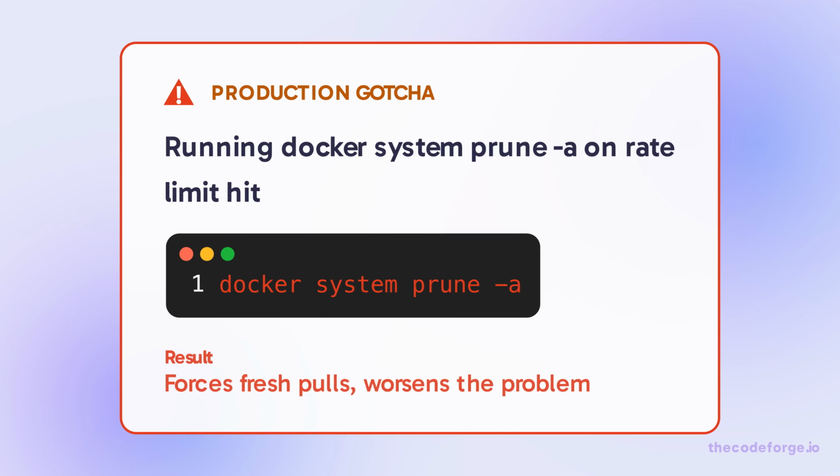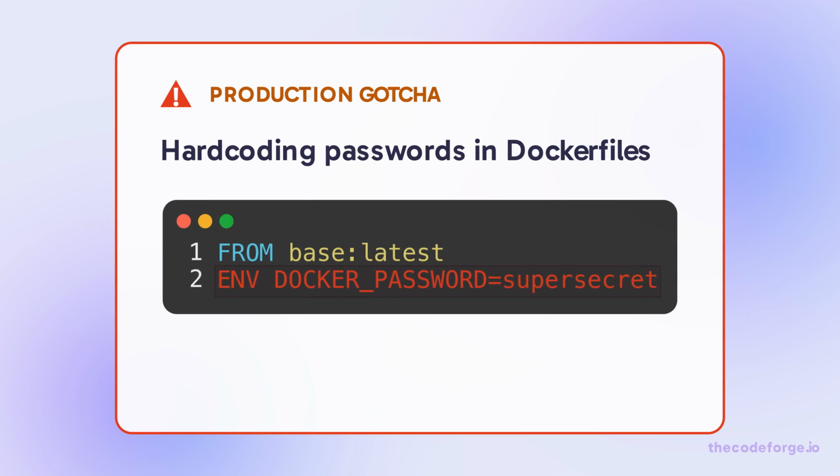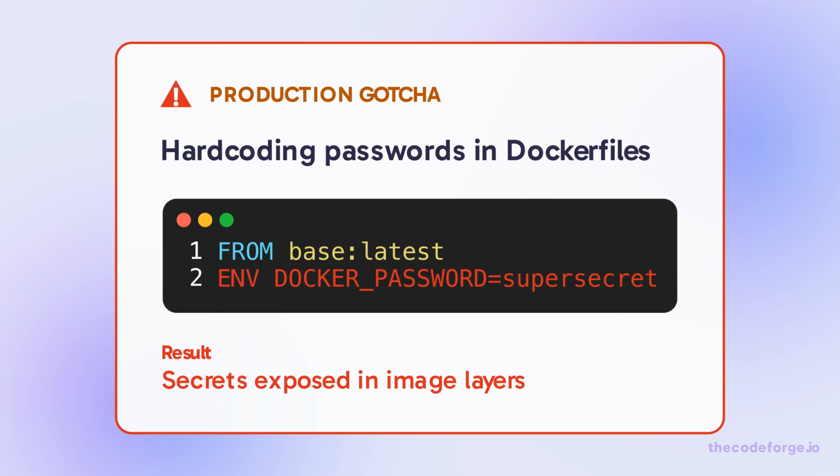When rate limits hit, some teams run docker system prune thinking it's a cache issue. This actually makes things worse by clearing all cached images, forcing fresh pulls from Docker Hub and consuming even more of the rate limit. Never bake credentials into a Dockerfile. Anyone who pulls the image can extract the token using docker history. Use Docker BuildKit's secret flag or env files excluded from version control instead.